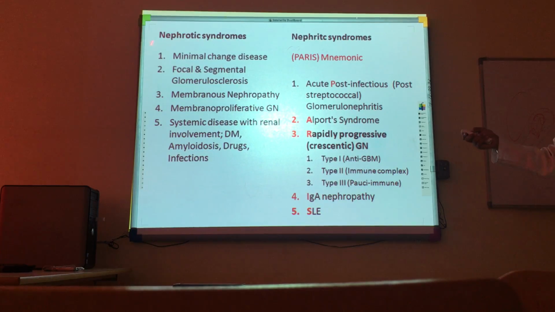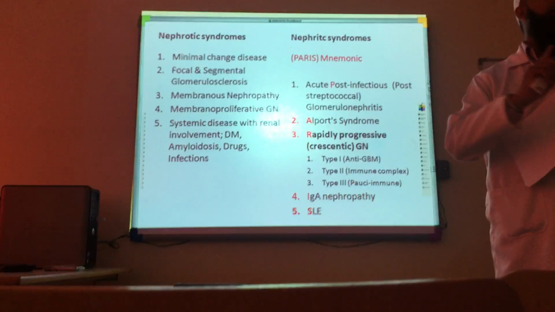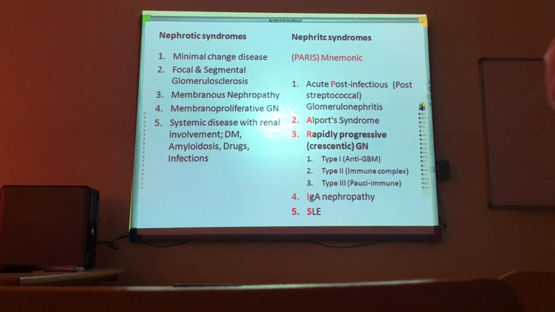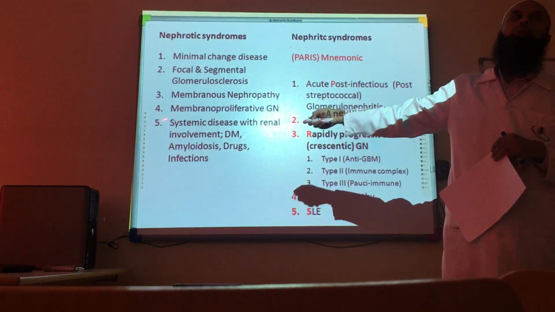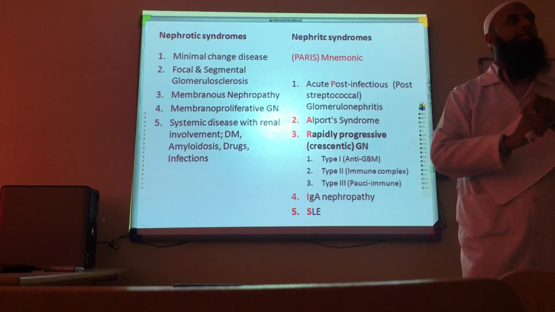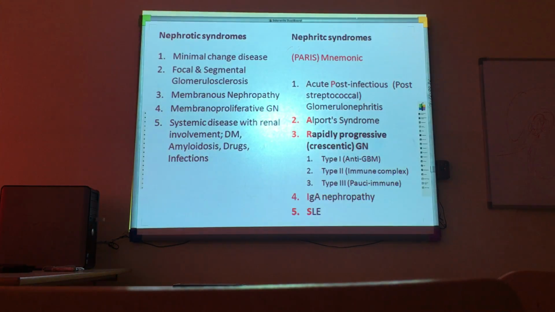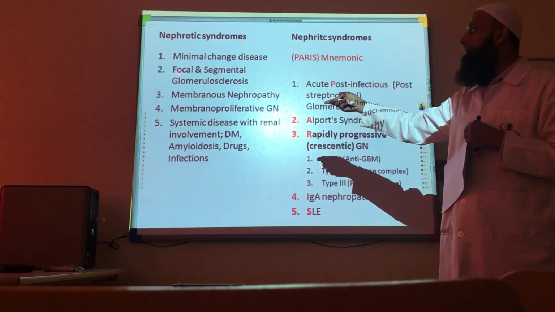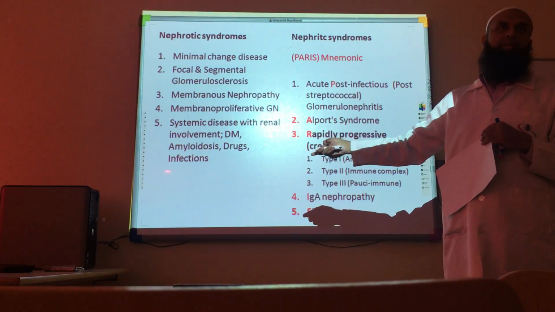So as of now, what are the diseases with nephrotic syndrome? There are 5 main diseases. There are 3 diseases with M: minimal change disease, membranous, and membranoproliferative. Then there is one disease with F, focal and segmental glomerulosclerosis, and then the systemic diseases.